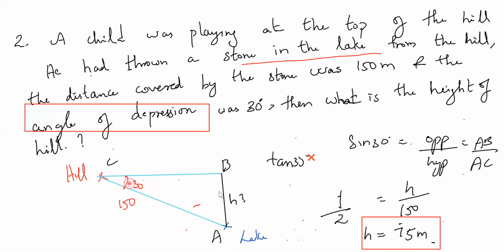Then we cannot use tan 30, because tan 30 is opposite side, height by BC. Only opposite side by hypotenuse is sin 30. Cos 30 we cannot use because the BC value is not given. So this is a simple way to do this question.